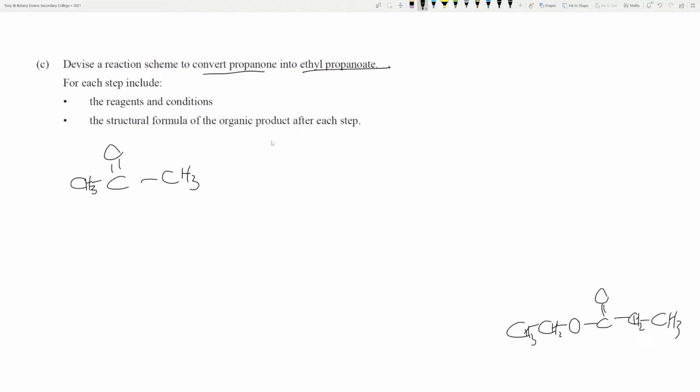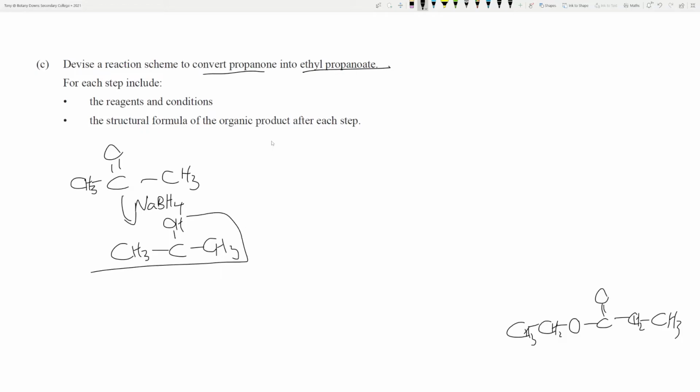So how do I get that? You've got a propanone here. Now you can't oxidize propanone. The only reaction that you learned in year 12 is that you can turn the propanone into a propan-2-ol. So you do a reduction reaction. And how do you do that? You use sodium borohydride, NaBH4, which is a reduction reaction.